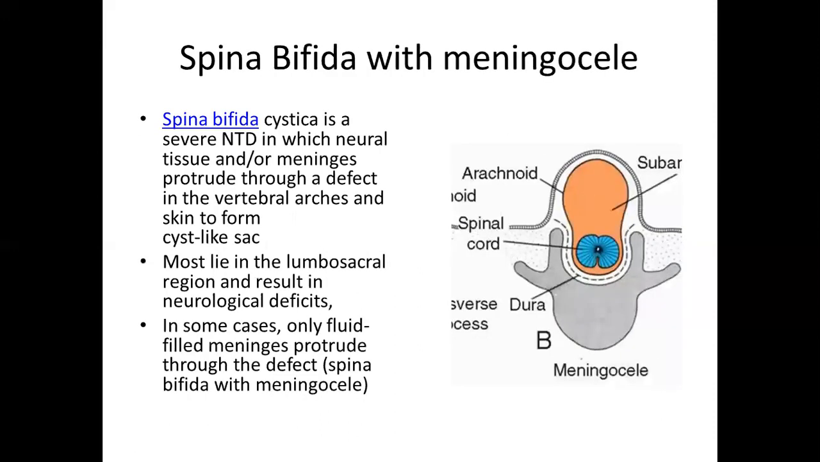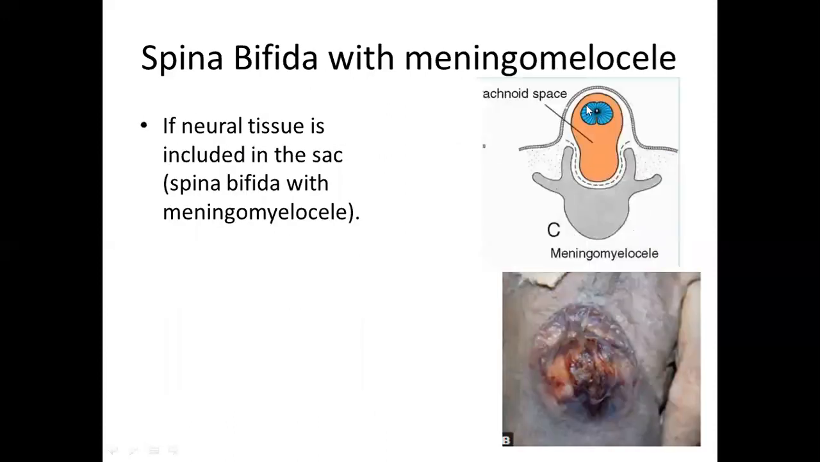Then spina bifida with the meningocele, that is the vertebral arch failed to meet in the center, but there is herniation of the meninges, which is filled with fluid. So that is a cyst-like sac. It is mostly in the lumbosacral region. So it is known as spina bifida with the meningocele. Then the third one is spina bifida with the meningomyelocele. So if there is neural tissue included, it is also being herniated out. Then it is spina bifida with the meningomyelocele.